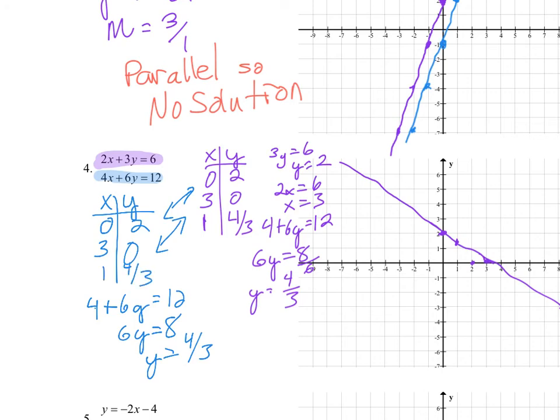So what this means is I have the exact same line, because I am tracing right over the top of it. So for my answer, same line, infinite solutions. Okay, so that's what my answer would be.